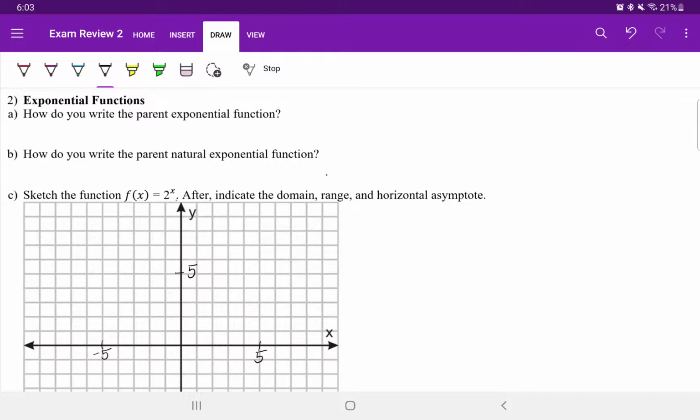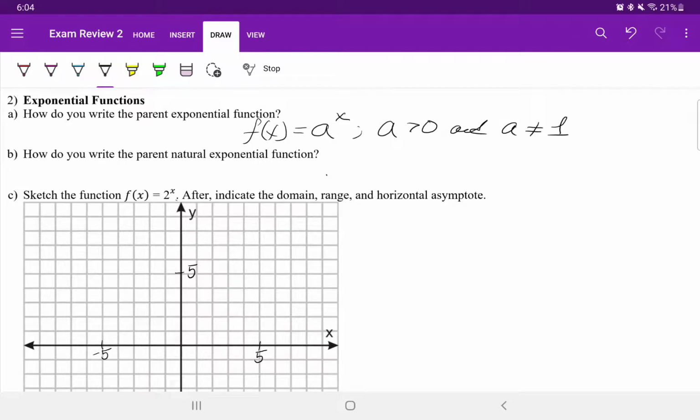The asymptote can be a horizontal asymptote, it can be a vertical asymptote, and we got something called a slant asymptote. That is not going to be focused on in this class. Now, let's look at 2a and 2b. It says, how do you write the parent exponential function? That's pretty straightforward. f of x equals a, which is the base, to the power of x, such that your base is greater than 0 and your base does not equal 1.